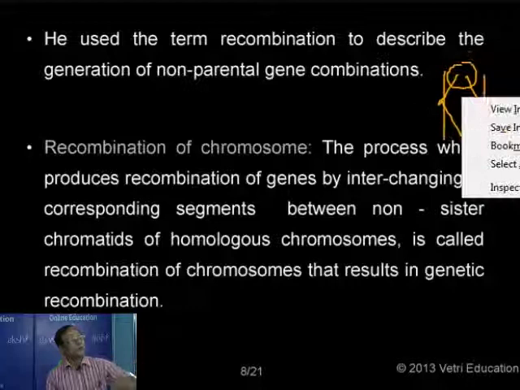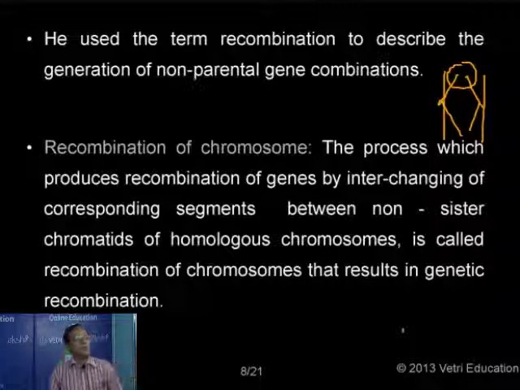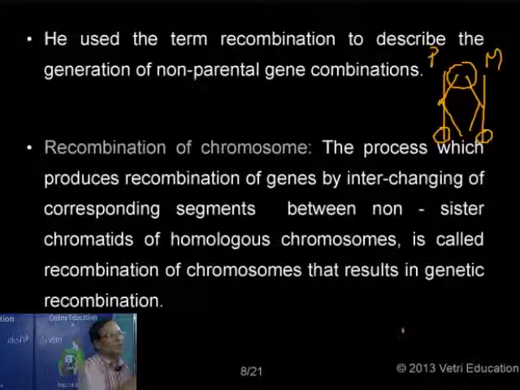So these two are homologous chromosomes, which are duplicated chromosomes. These two are called sister chromatids and these two are called sister chromatids. When you compare the paternal and maternal ones, these chromatids are called non-sister chromatids. The exchange between non-sister chromatids of homologous chromosomes occurs normally during meiosis, during prophase 1, that too during the pachytene stage. This phenomenon is also called crossing over.